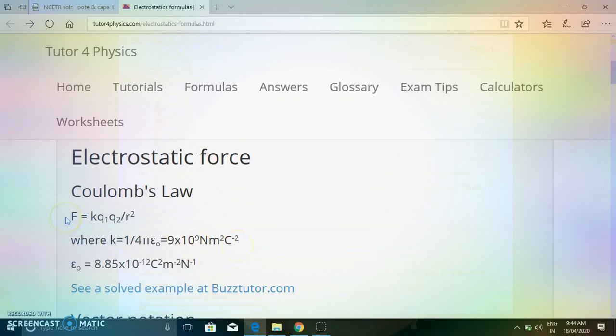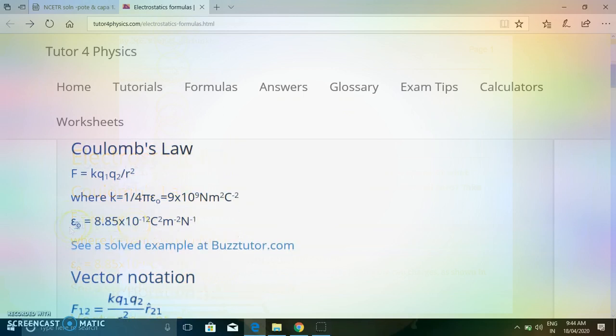So we can write Coulomb's law in order to find the electrostatic force of attraction or repulsion between two charges: F is equal to k q1 q2 upon r square, where epsilon naught is the permittivity of free space, which is equal to 8.85 into 10 raised to minus 12 Coulomb square per meter square Newton.